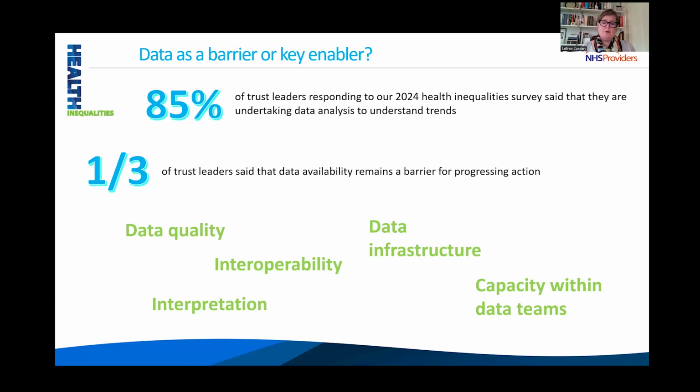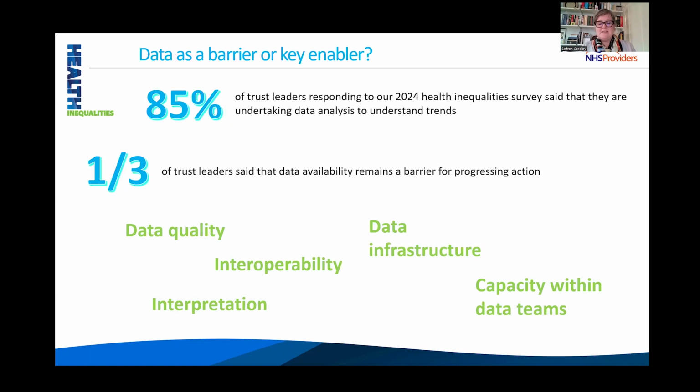Data's often not joined up within trusts and across systems. Interoperability, or a lack of it, can really limit the understanding of population health. We know many trusts are implementing EPRs, but existing data infrastructure and less availability of resource and capacity within data teams can really limit the extent to which trusts can take an inequality lens to their data analysis.